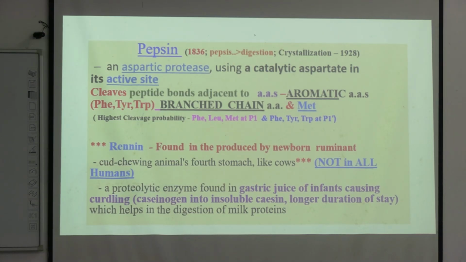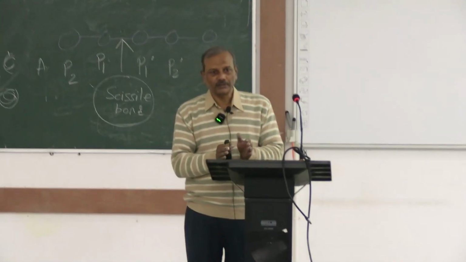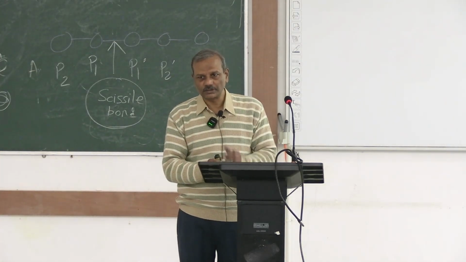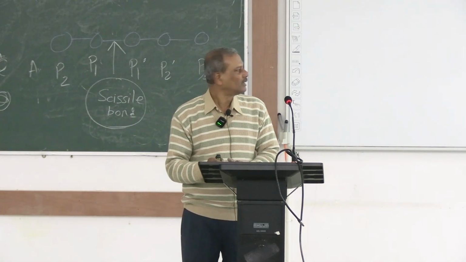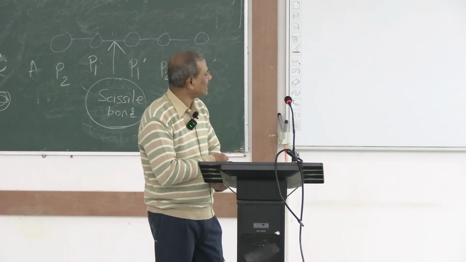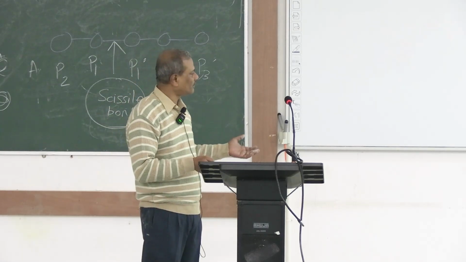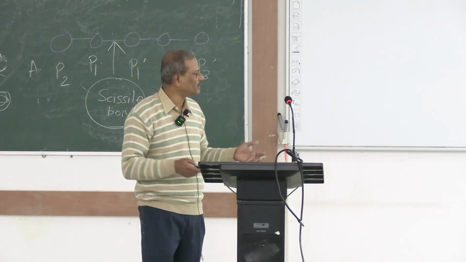So renin, much talked about, is present in infants. It curdles milk. It converts casein to paracasein, and then to calcium paracaseinate, which is an insoluble form. It allows the protein to remain in the stomach for a longer time for digestion, for pepsin to act. But remember, it was produced in the animal's fourth stomach.